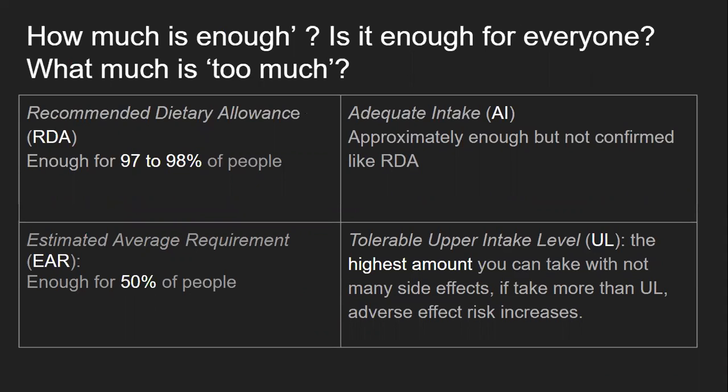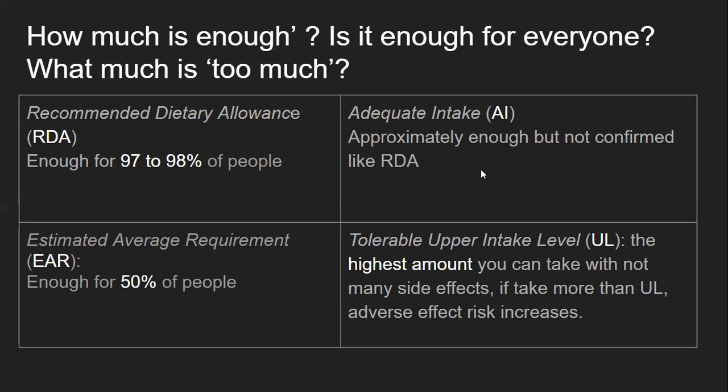So how much is enough? Is it enough for everyone? The standard used in the US is called Recommended Dietary Allowance, RDA. And they assign that it covers 97 to 98% of the population. Whereas you have the EAR. The EAR, estimated average requirement, covers only 50% of the population.